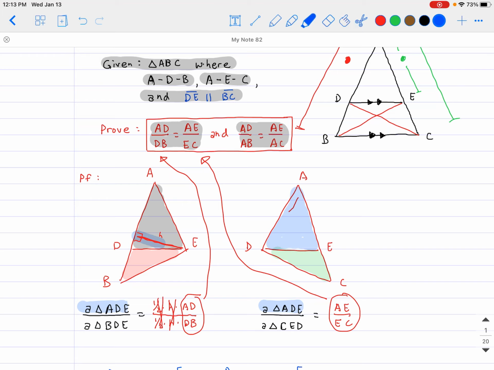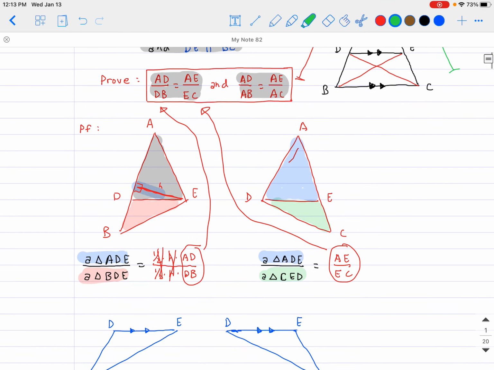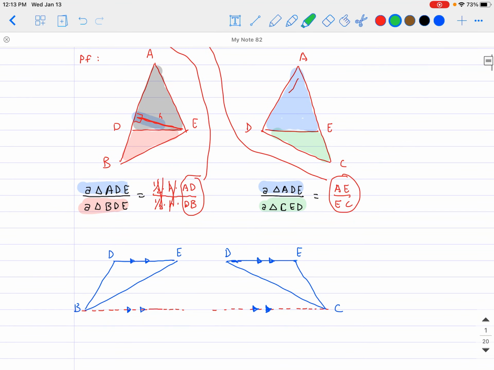The problem is that for the bottom triangle, we don't know if they're the same or not, because one is saying BDE, the other one is saying CED. If we can show that those two triangles on the bottom are congruent, then they have the same area, and therefore I can set them equal to each other. Fortunately, they are congruent, because if you look at the picture right below it, there is each respective triangle.